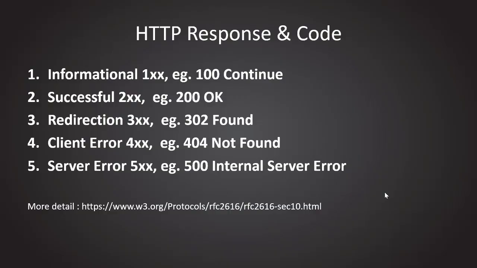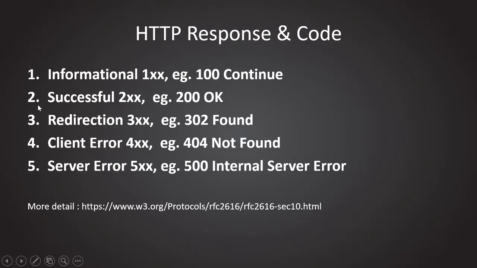Hello, welcome back. In this video, we are going to learn the HTTP response and its status code. There are 5 kinds of status code in the HTTP request and response. Here, as we can see, the first kind is informational, denoted as 1XX. For example, 100 means continue.